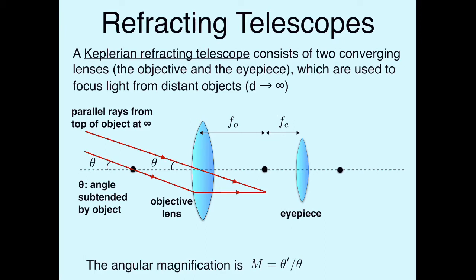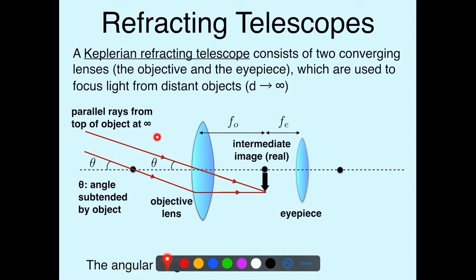Let's show what we call the intermediate image. This would be the image formed by the first lens, by the objective lens. This is a real image, but it's inverted. It's upside down. And where does it form? Right at the objective lens's focal point.